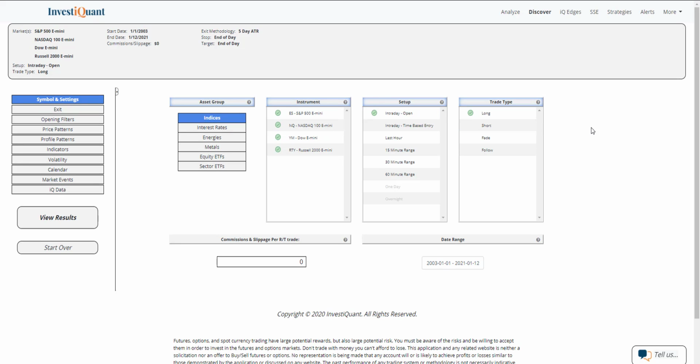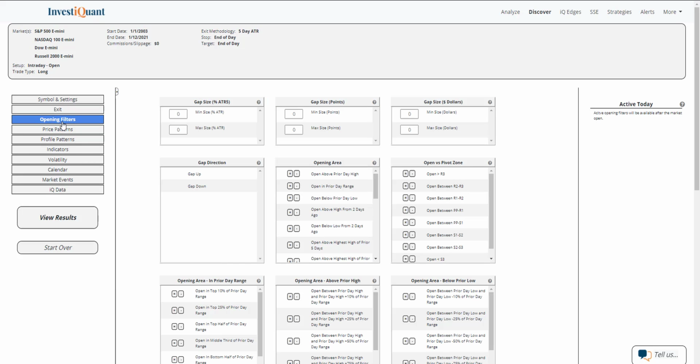The setup is based upon entering the market long at 9:30 a.m. Eastern Time. That is the open of regular trading hours. The exit is set to the end of regular trading hours, which is 4:15 p.m. Eastern Time. Now for the opening filters, we are currently trading up and still within yesterday's inside day's range.